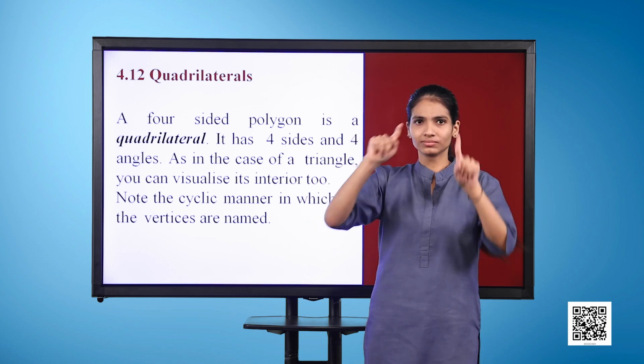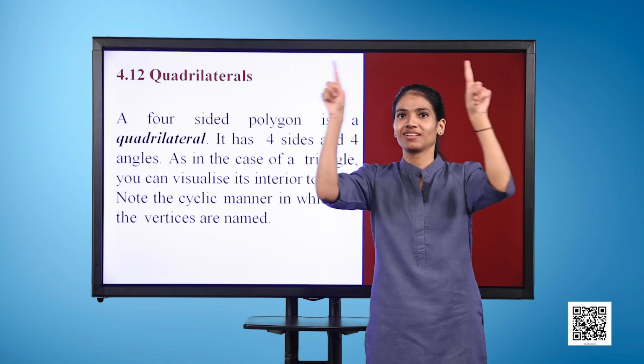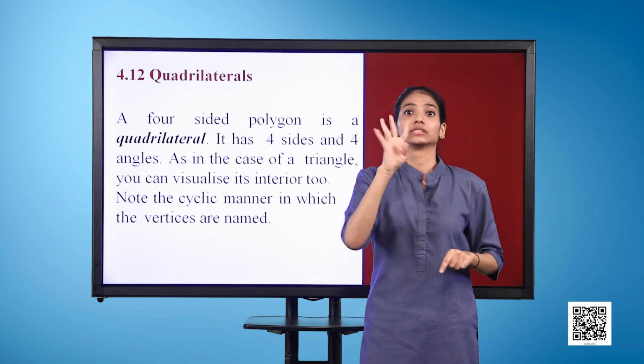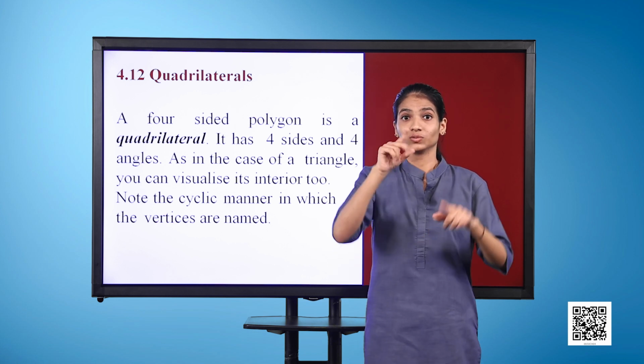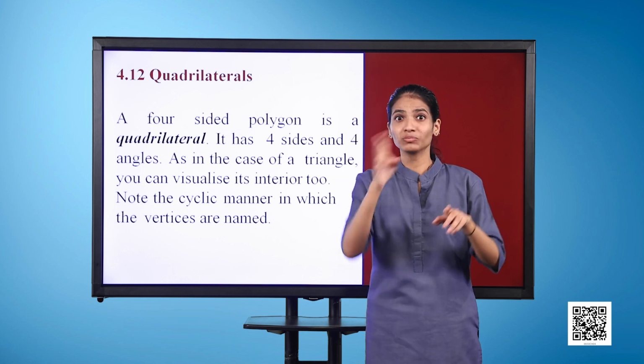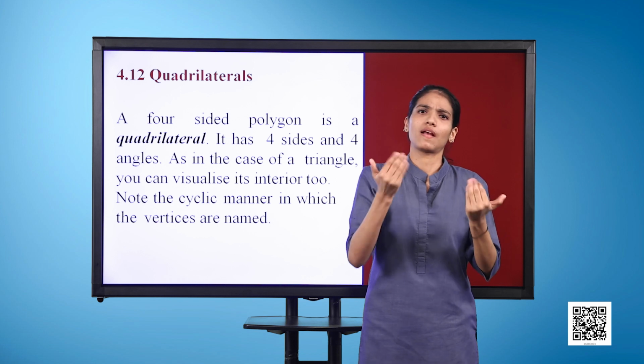4.12 Quadrilaterals. A four-sided polygon is a quadrilateral. It has 4 sides and 4 angles. As in the case of a triangle, you can visualize its interior too. Note the cyclic manner in which the vertices are named.